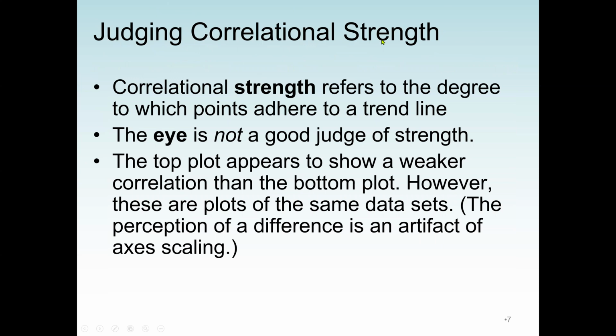So here, judging the correlation strength, we say the correlation strength refers to the degree to which the points adhere to the trend line. Sometimes the eye is not a good judge of strength, and the reason is the scaling. Sometimes we may scale our graph and see it as increasing or decreasing, or even no relationship, based on the scaling of the plot. So here we say the top plot appears to show a weaker correlation than the bottom plot. The reason is the perception of difference, an artifact of axis scaling.